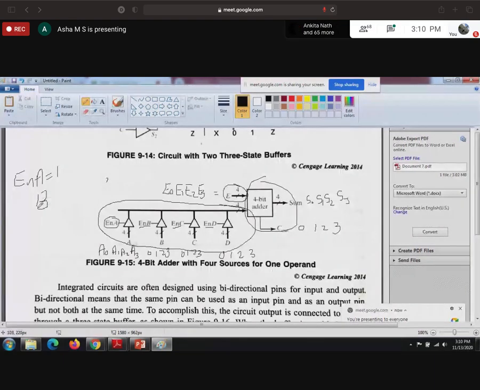Similarly, when enable B equal to 1, out of these 4, B will be selected. Input B will be selected and that value will get added with the E value. When C equal to 1, the 4-bit C values are selected and it will get added with the value of E and it will be displayed as sum and carry. Similarly, when D equal to 1, D inputs are selected and it will get added with the value of E and it will be displayed as sum and carry.